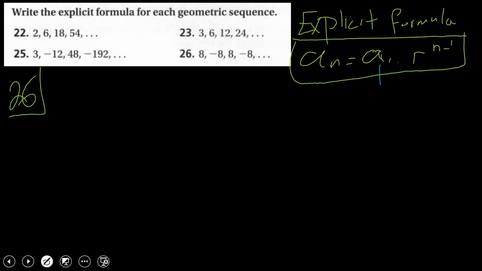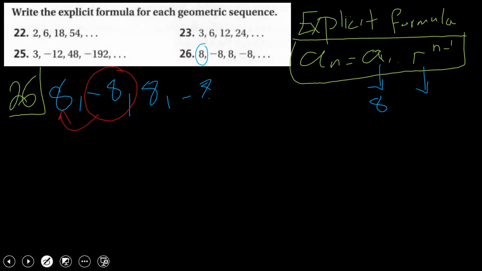I need a sub 1. Where's a sub 1 here? It is 8. And I need r. How can I find r? By dividing each term by the previous term. So let's divide now negative 8 by 8 to find r. Negative 8 divided by 8 is negative 1.